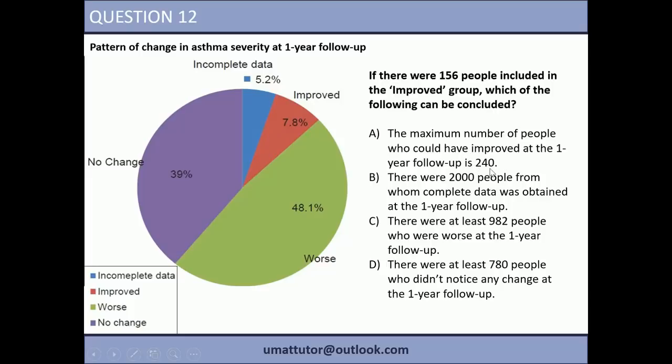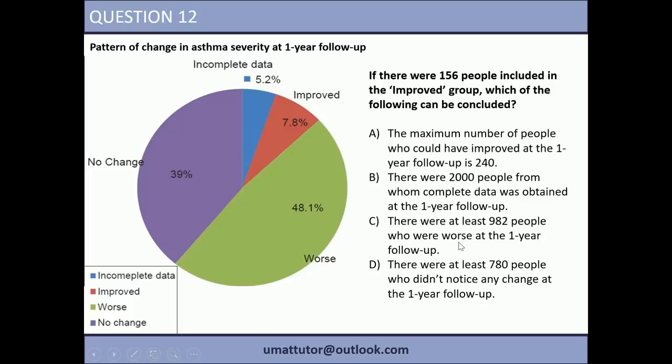But it's just a case of the numbers being a bit off, in this case because we've got 13% rather than 12. Option B, there were 2,000 people from whom complete data was obtained. Well, that's incorrect because you know that 2,000 people is the total number of the whole pie chart, and 5% of that was incomplete data. So because we have this blue group, that means that we didn't get complete data on all 2,000 people, and that means that B is incorrect.